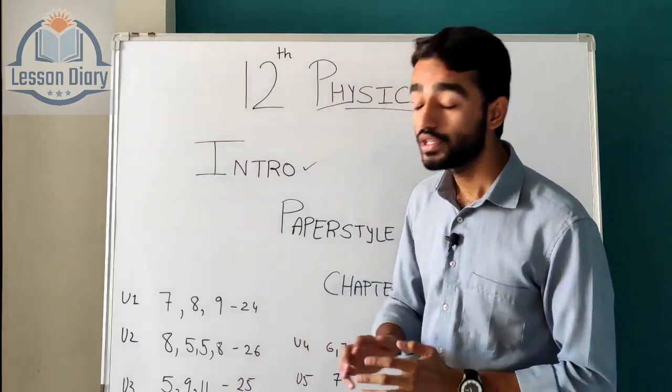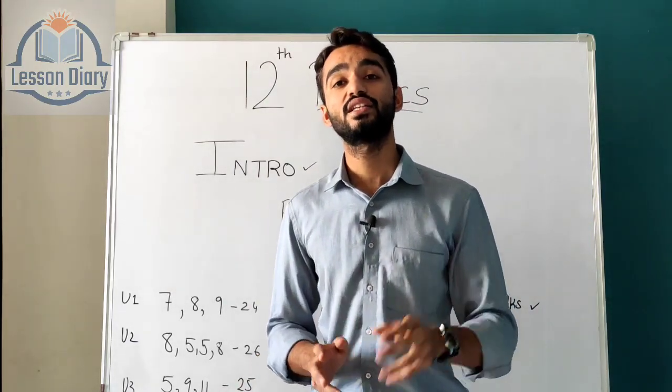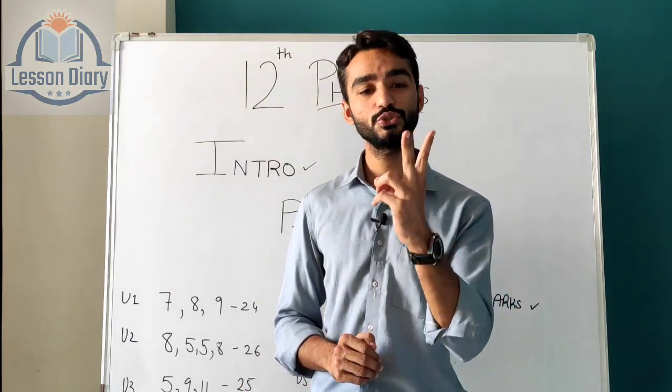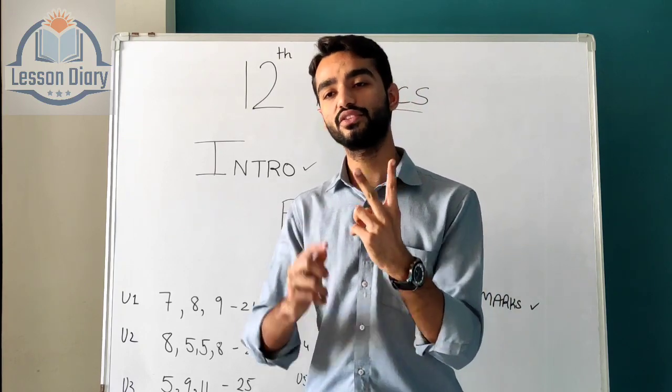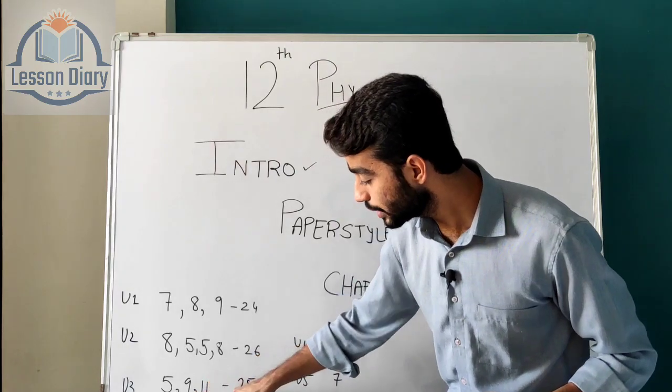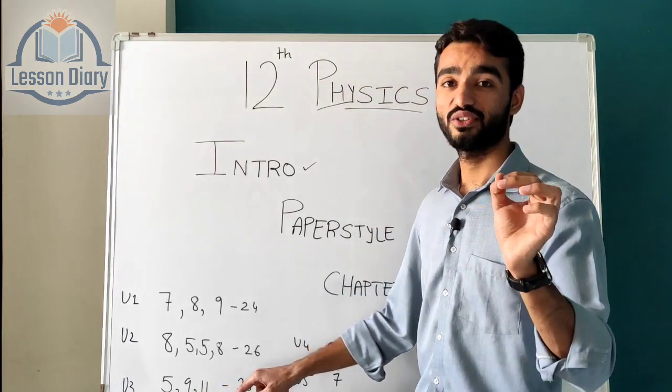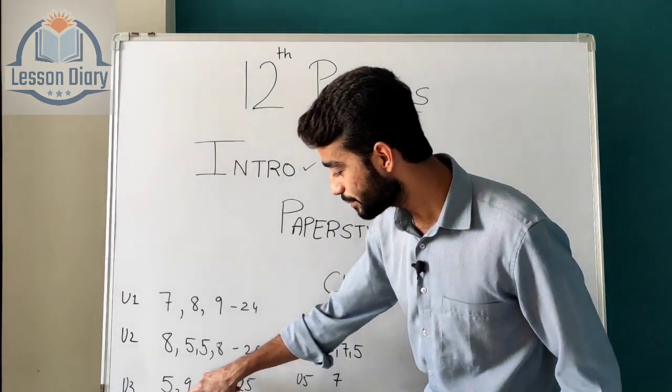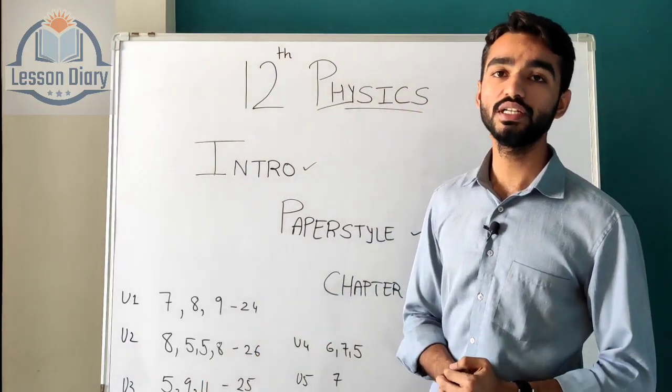And then you will have chapter number 10, that is wave optics. So these two chapters are related to optics. One is ray optics, other is wave optics, and both overall sum up to 20 marks. So very, very important chapters, chapter number 9 and chapter number 10.